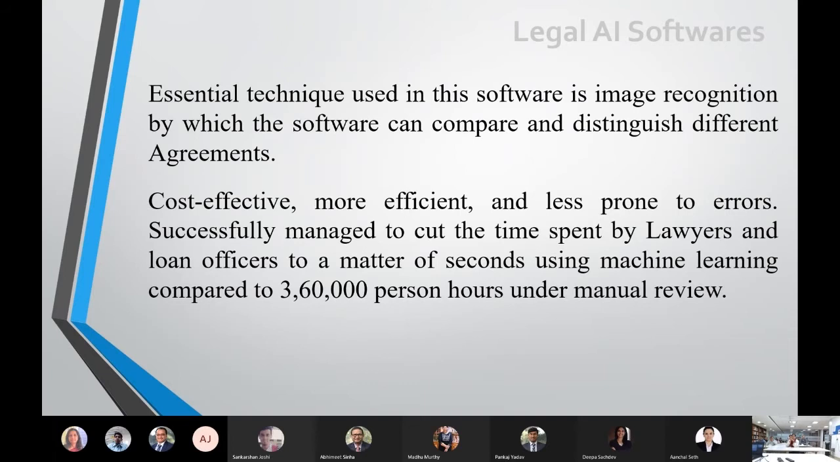The unique feature about this software is image recognition. By this feature, the software can compare and distinguish different agreements. This is one of the unique features of COIN. Besides, it's also cost effective, more efficient, and less prone to error. So it's being used by lawyers in a very effective manner. As I said, it reduces to a couple of seconds what normally takes 360,000 person hours of manual review. So this software becomes very handy in such cases.